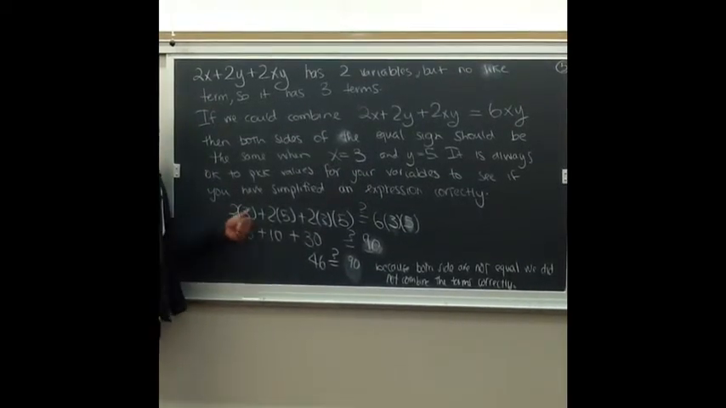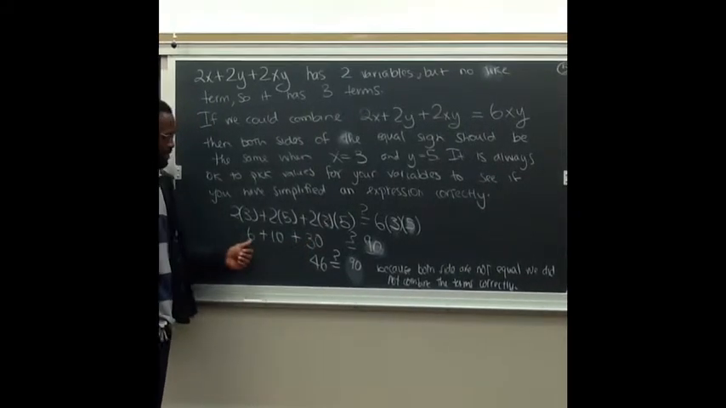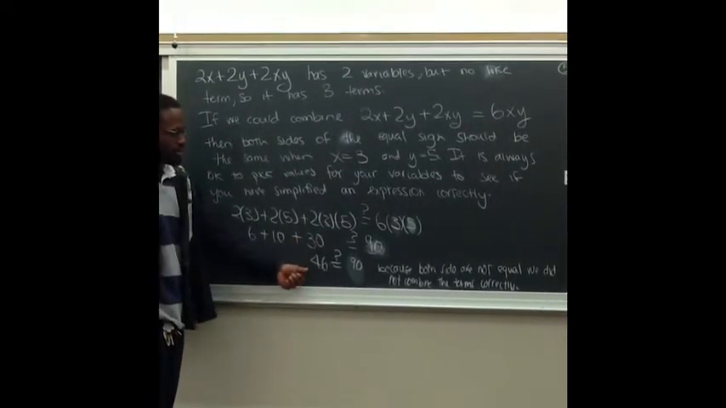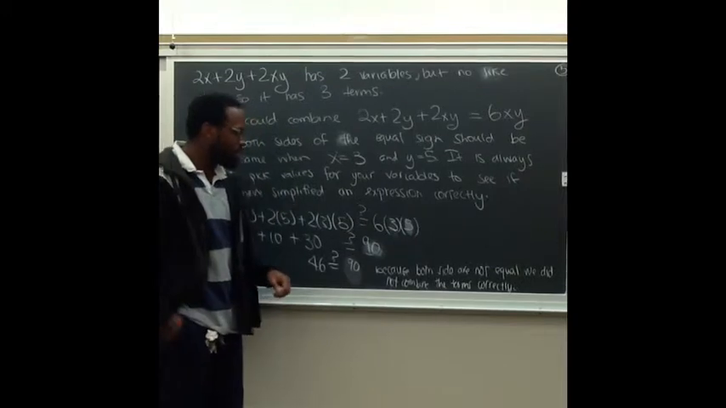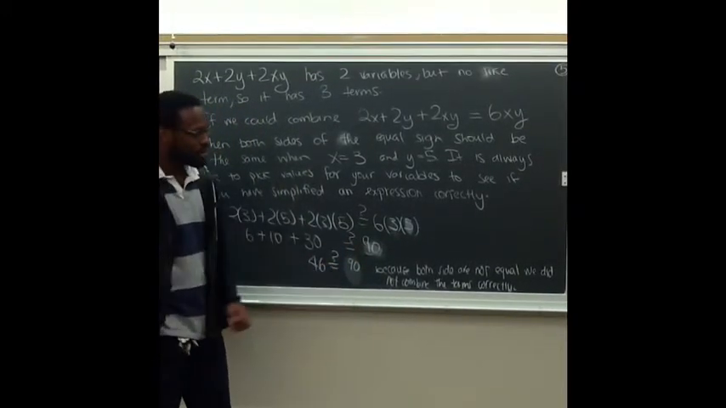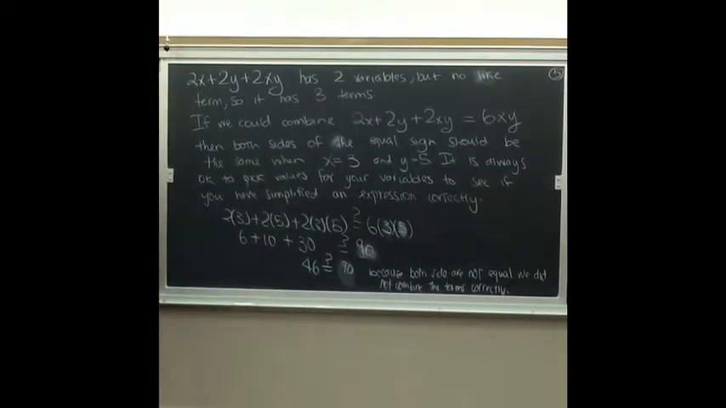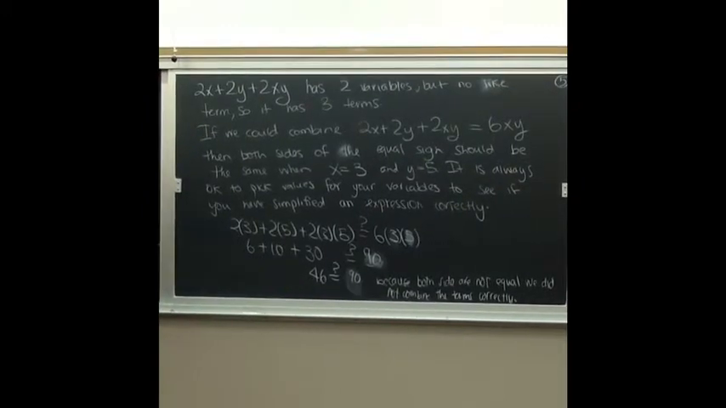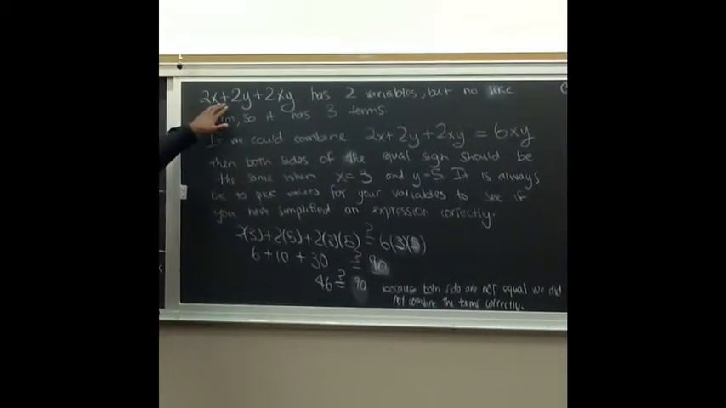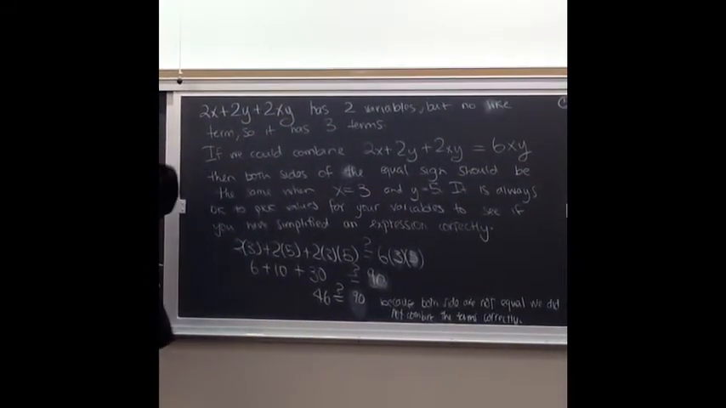Now 2 times 3 is 6, 2 times 5 is 10, 2 times 3 times 5 is 30, and 6 plus 10 is 16, 16 plus 30 is 46. 6 times 3 is 18, and 18 times 5 is 90. 46 is not equal to 90, and because 46 is not equal to 90, both sides of the equal sign are not actually equal, and we didn't combine terms correctly. So here, we tried to combine terms that we thought were alike, but these terms are not alike. They're all separate terms. This x term is different from this y term, is different from this xy term.